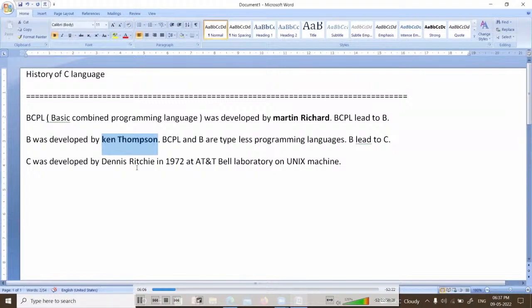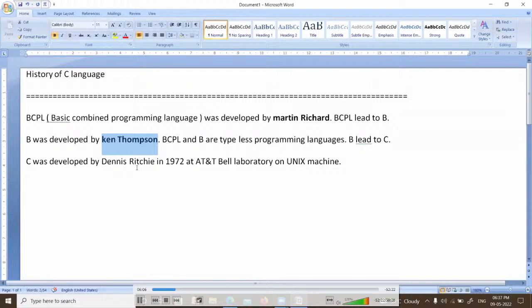We can write the main method in 6 formats, 6 models. You can write just main, or int main, or main of void, or int main of void. All are lowercase letters, so don't use any uppercase letter here. The main method can be written in these 6 models. This is about the main method.